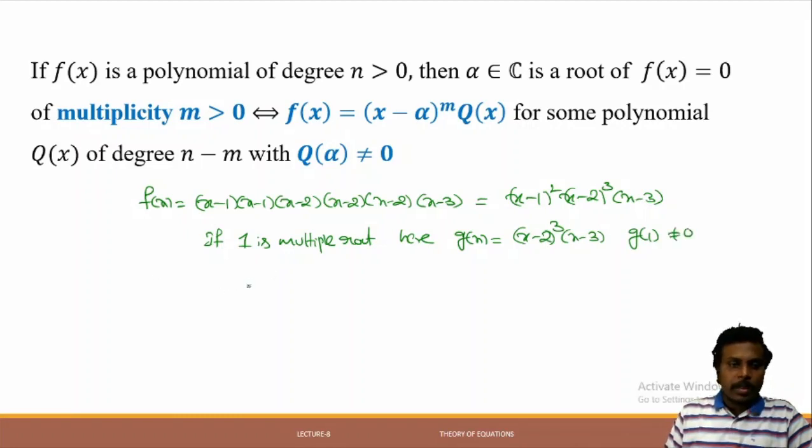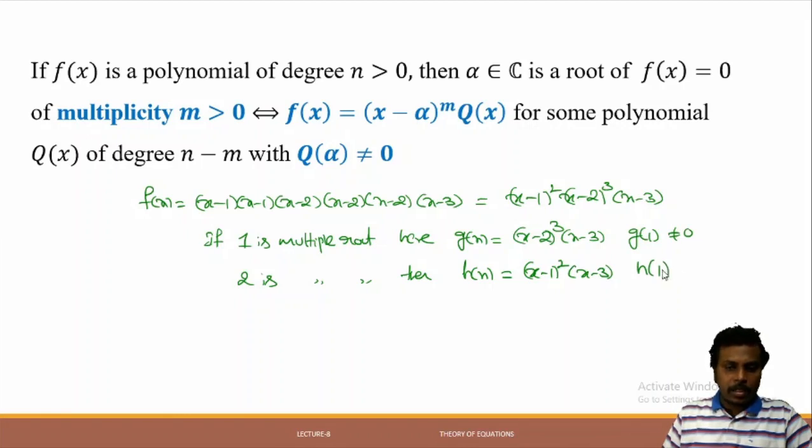Now similarly if 2 is considered as a multiple root, then let us say h of x is equal to x minus 1 whole square into x minus 3, and h of 2 is equal to 2 minus 1 whole square into 2 minus 3, which is not equal to 0. Okay, hope you have understood this point.